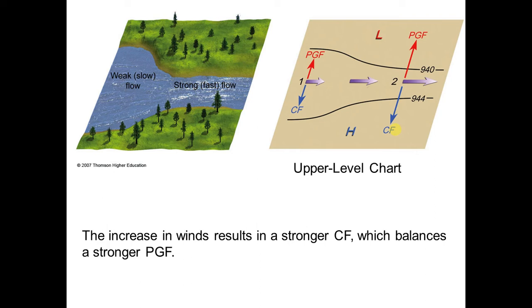Winds that blow parallel to straight contour lines in the upper levels are called geostrophic winds. They have a balance between the pressure gradient and Coriolis forces.